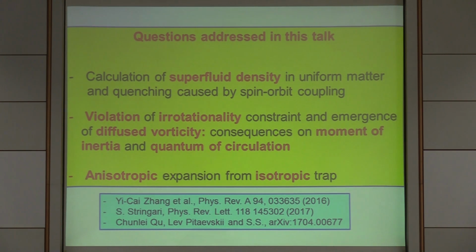The question addressed in this talk concerns the calculation of the superfluid density in the uniform medium and the quenching of superfluid density caused by spin-orbit coupling. As a consequence, related to this is the violation of irrotationality and the emergence of diffuse vorticity. And if I have time, I would also like to present some results about the expansion of a spin-orbit coupled Bose-Einstein condensate from an isotropic trap, which exhibits anisotropy because of the suppression of superfluidity along the direction of the spin-orbit coupling.